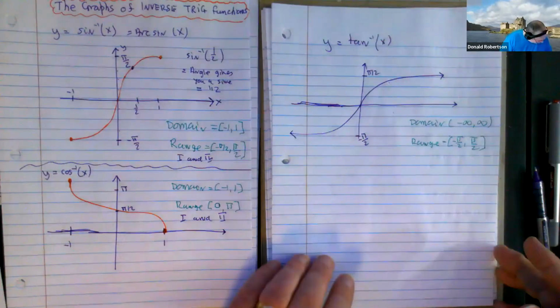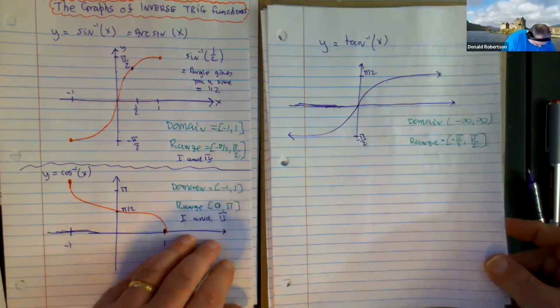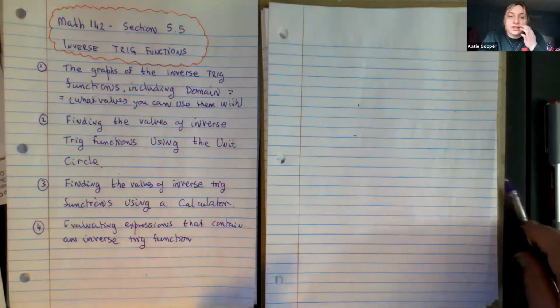So we have 3 new functions. They are called the inverse sine function, inverse cosine function, and inverse tangent. So we are now going to do. I have a question really quick.